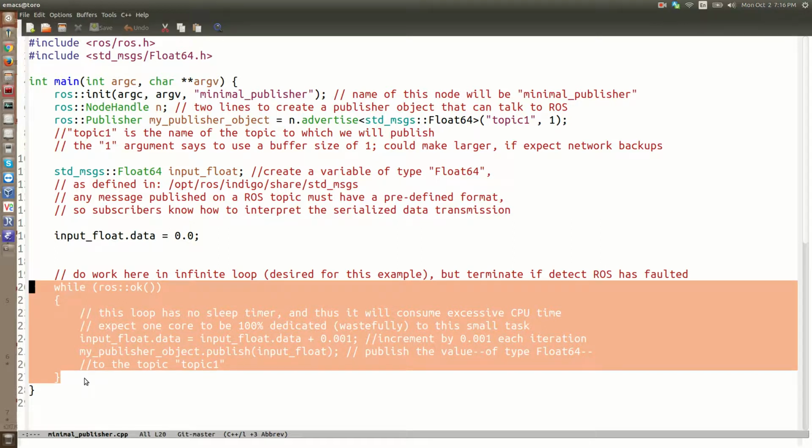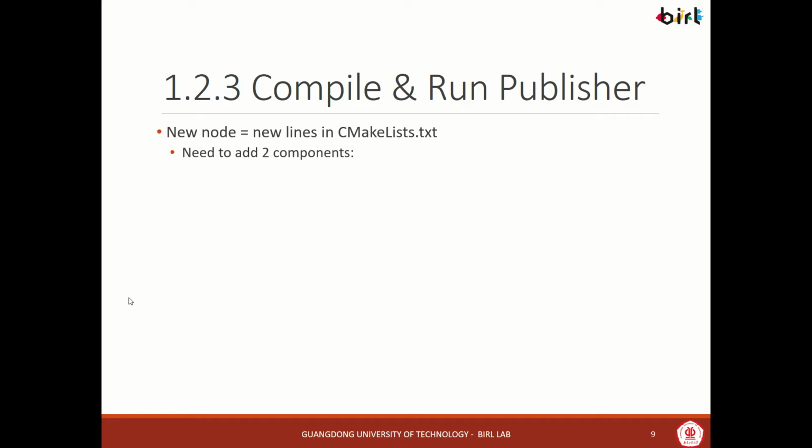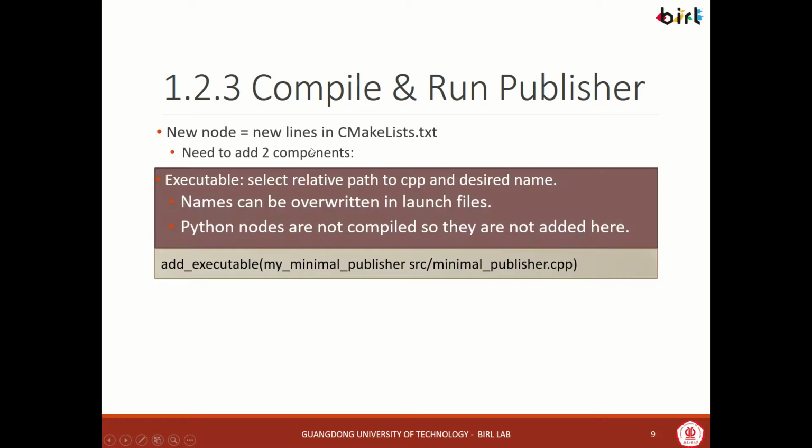Now let's close this for a second and let me go back to the presentation. Once we have this code, we want to be able to compile it and run it. This is because it's C++ code. So anytime we have a new node, at least we'll have new lines in the CMake lists file, and we'll need to add 2 components. The first one is we want to create an executable.